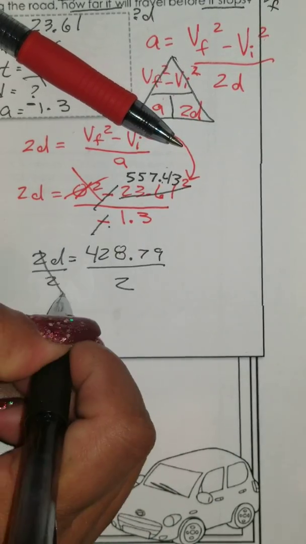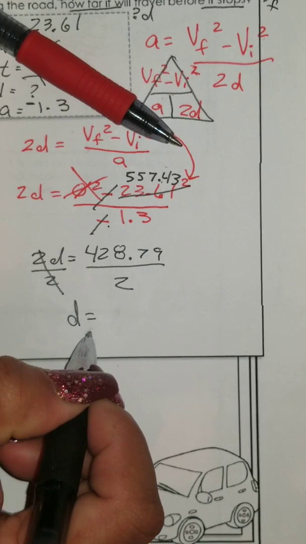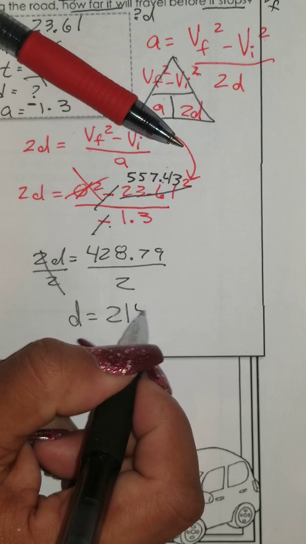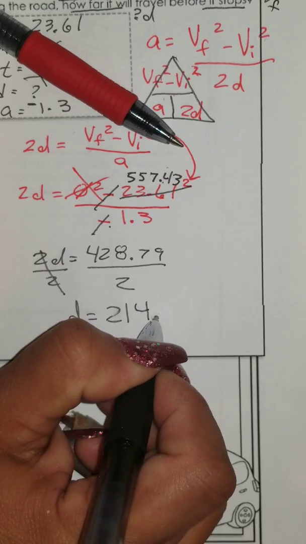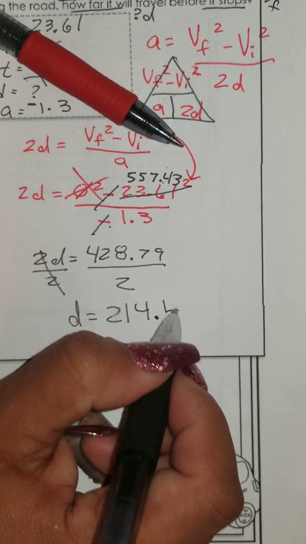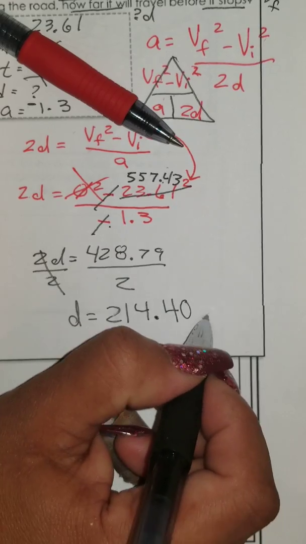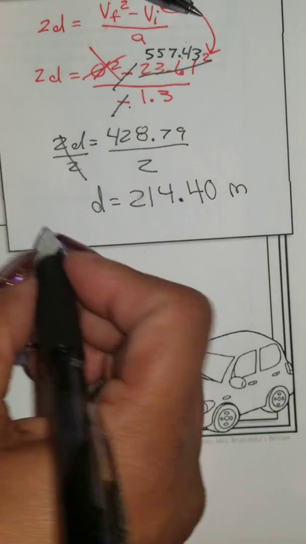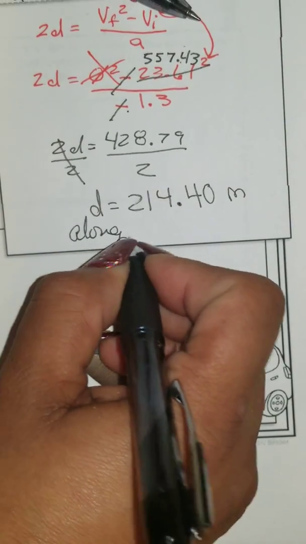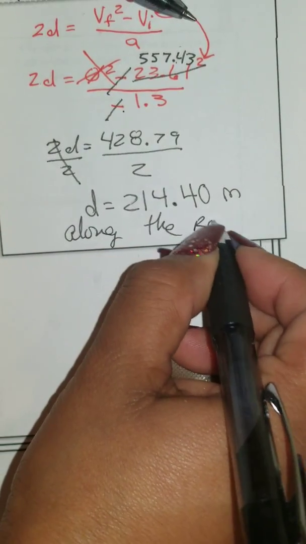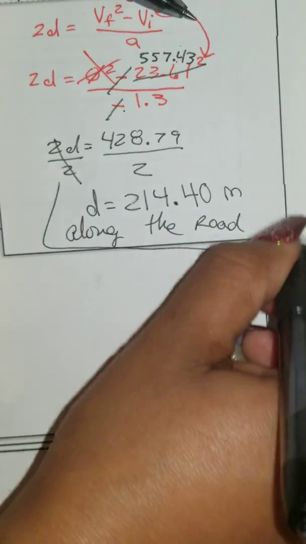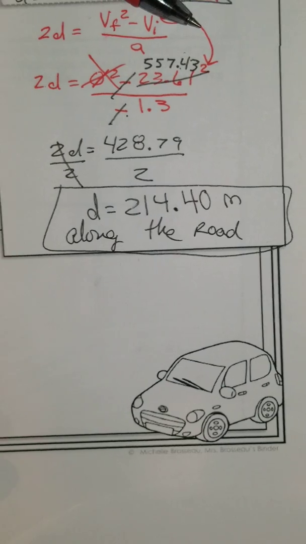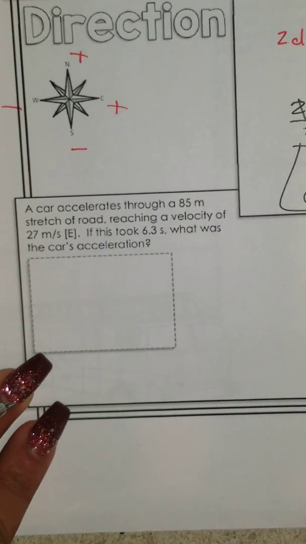Divide by 2. The distance, or the displacement, comes out to 214.40 meters along the road. There we go. So we got that problem done. Let's go ahead and look at the next one down here.